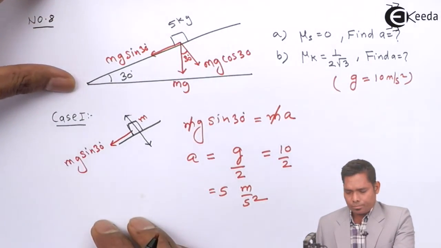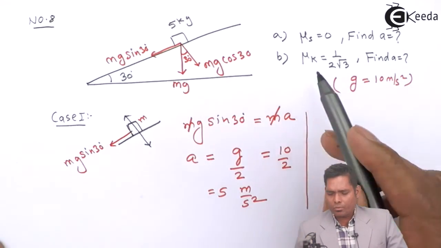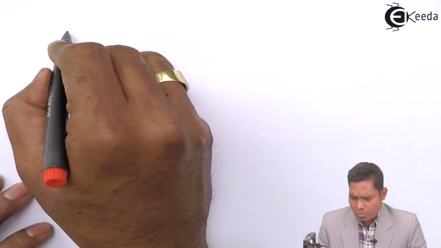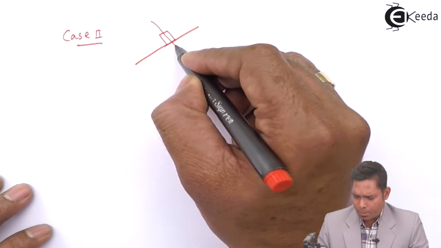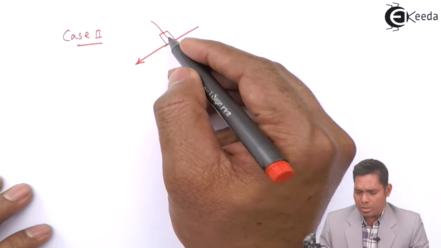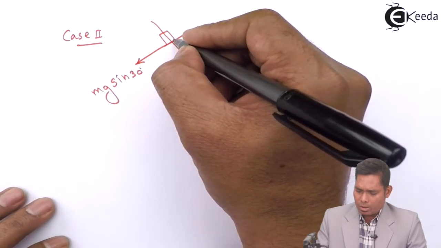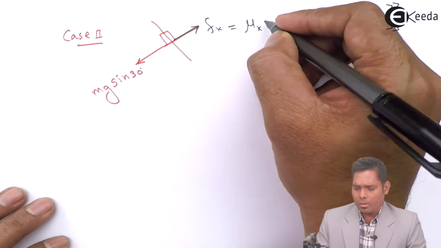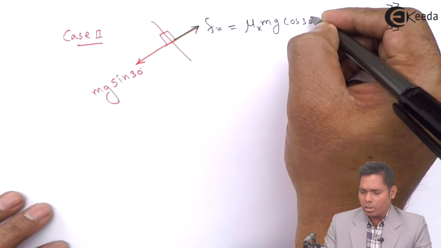Now what about the other case, when friction is acting? Case 2. My block is here, and this is the perpendicular line to the incline. The force acting on this is again mg sin 30, and the friction will be acting in this direction, that is fk, equal to mu k into N. N is mg cos 30 degrees.